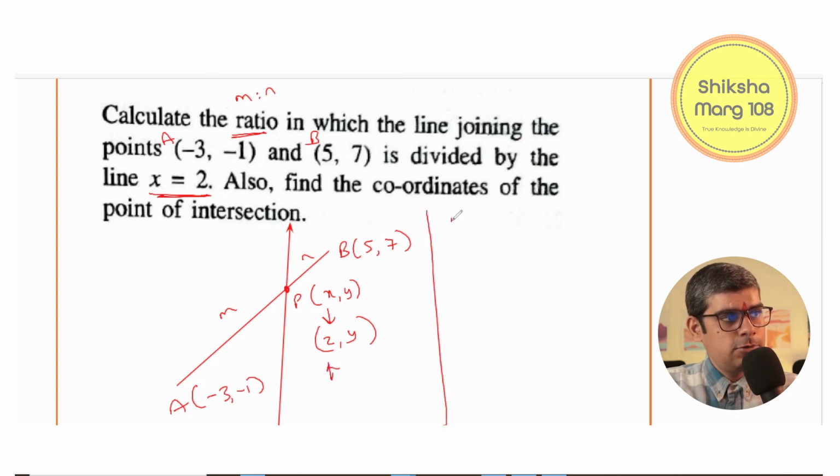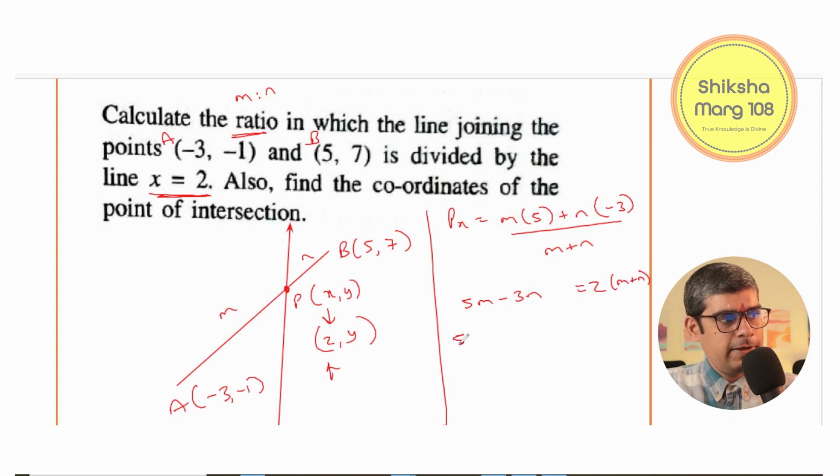So let's do that. So Px equals m times the x coordinate of B, which is 5, plus n times the x coordinate of A, which is minus 3, the whole over m plus n. And this value is equal to, as we have now seen, 2. This is 5m minus 3n. And this m plus n goes to the other side. This is 5m minus 3n equals twice m plus twice n.